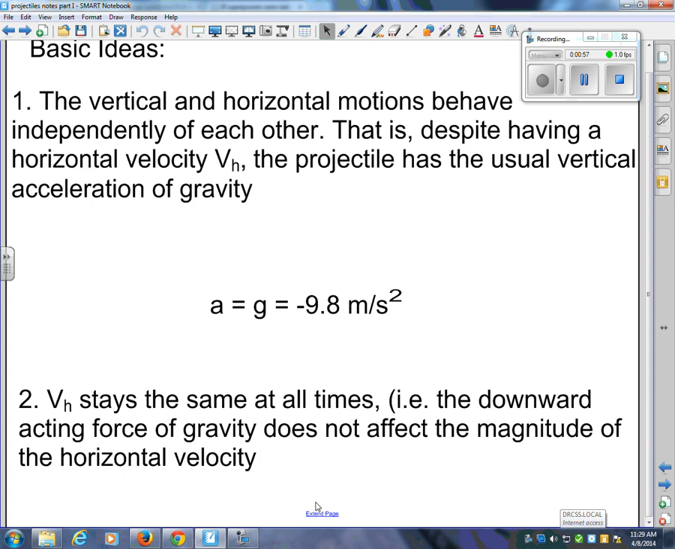In other words, the downward acting force of gravity does not affect the magnitude of the horizontal velocity. The VH stays the same, unless, of course, we're going to account for air resistance. Okay, but we're going to more or less assume that air resistance is negligible.